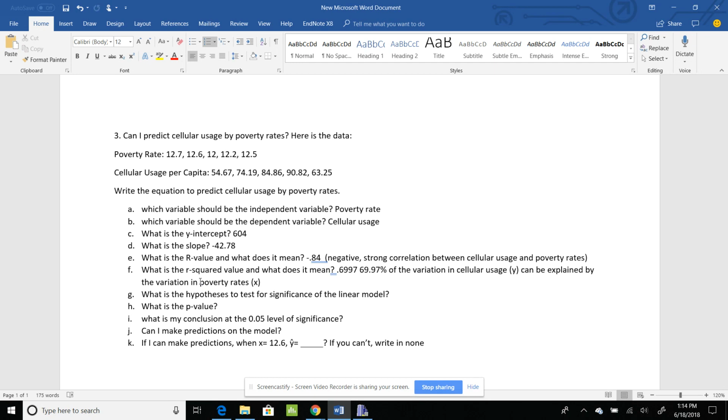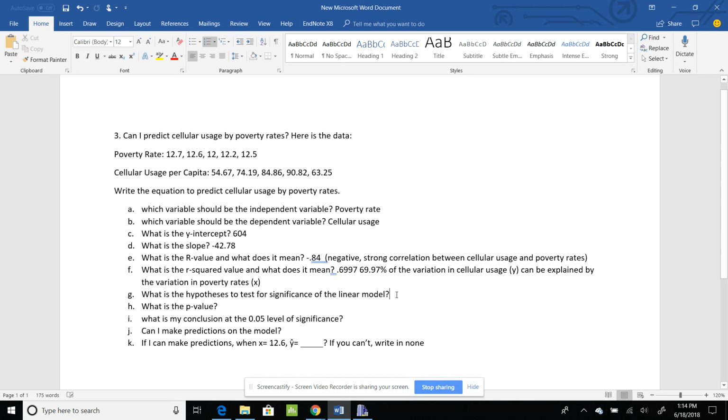So what does it mean? What I'm saying is I can explain almost 70% of cellular usage by the poverty rates in this model. So remember, I'm just talking about this data I have here. I'm not talking about everything on a huge scale or anything else. We're just looking at the specific data points.